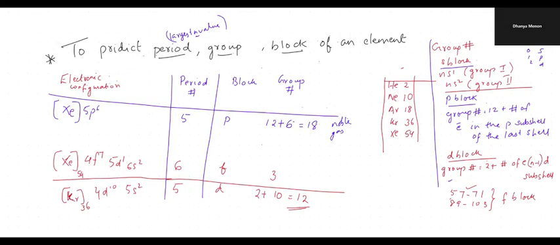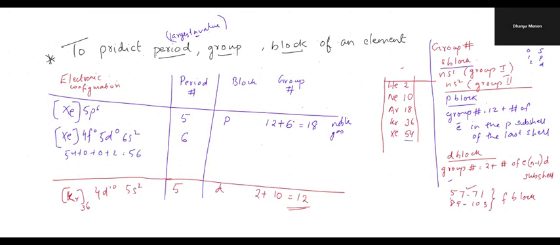Now, coming to the next one: xenon 4f0 5d0 6s2. The period number is the largest value of n, the principal quantum number, that's 6. Here, first check if it's an f block element or not by taking the total number of electrons. Xenon is 54, so 54 plus 0 plus 0 plus 2 is 56. 56 doesn't come in this range, so it's not an f block element.